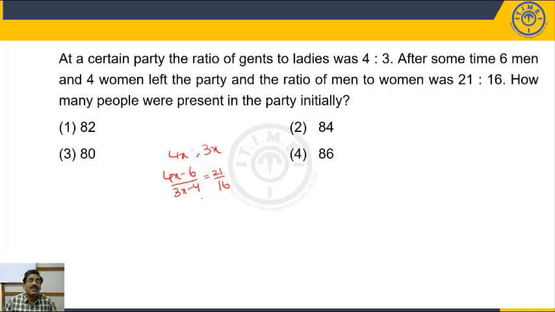So what we can say: 64x minus 6 times 16 is 96. 21 times 3 is 63x, 21 times 4 is 84.